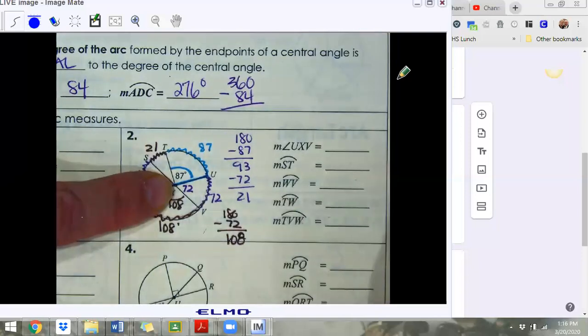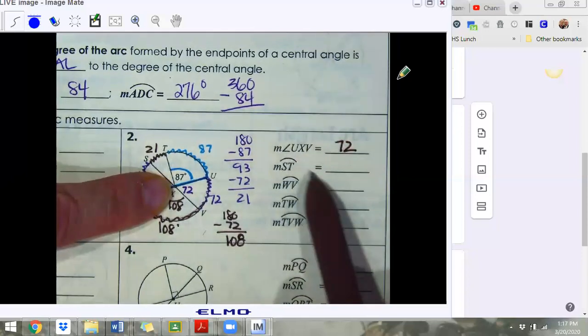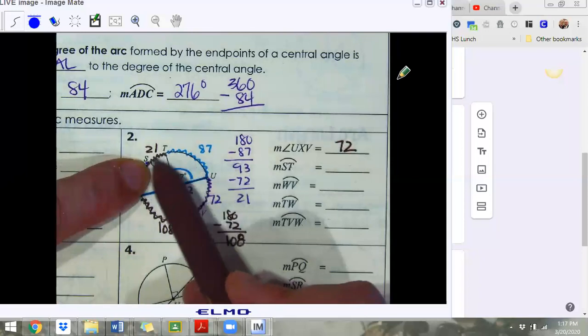72. 72, very good. Arc ST. So arc ST, because it's 2 letters, I know it has to be a minor arc. Arc ST is how much? 21. 21, good.